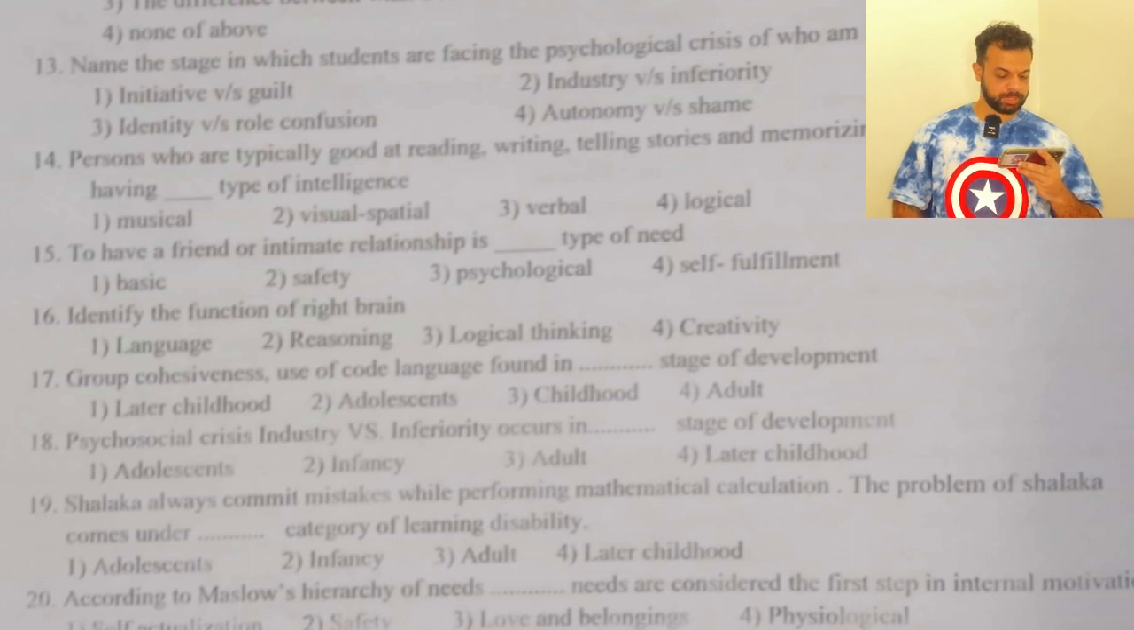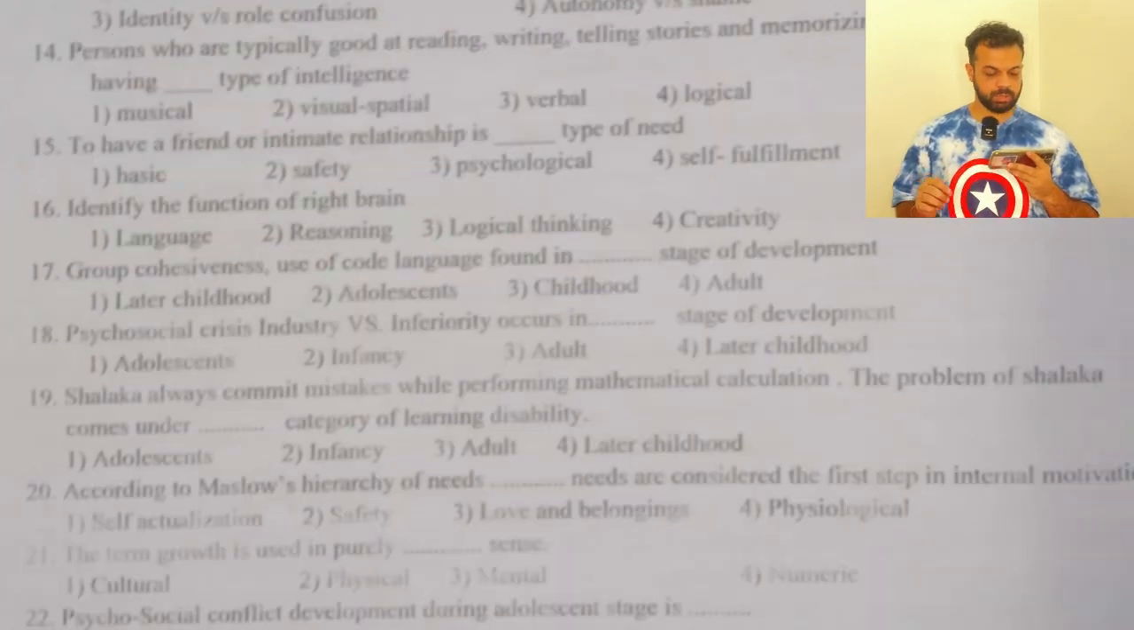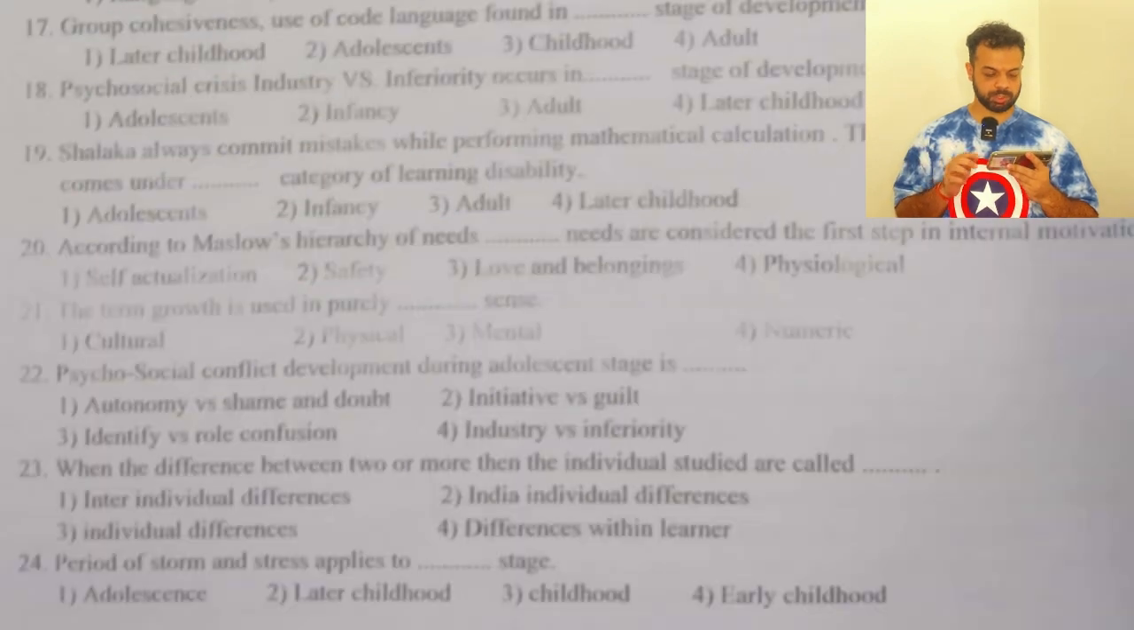According to Maslow's hierarchy of needs, dash needs are considered the first step in internal motivation. There are four options given. Next is the term growth is used purely in dash sense. Which sense? You can write the sense. Psychosocial conflicts developed during adolescent stage is dash, what stage is that? You can write the stage. What is the difference between two or more individuals studied called? There are four options for you. You can choose the correct one.